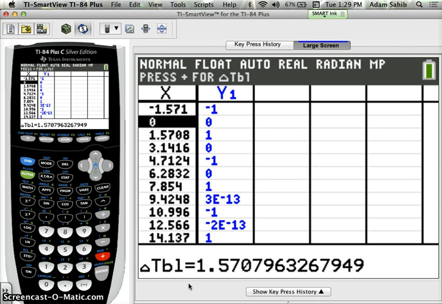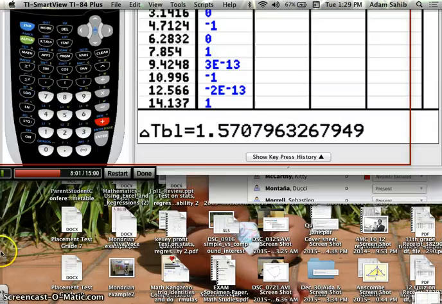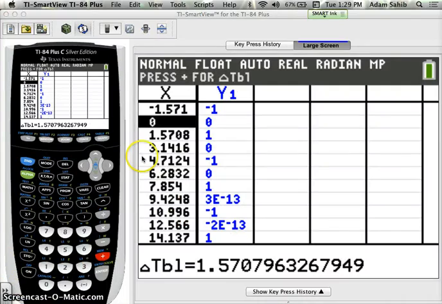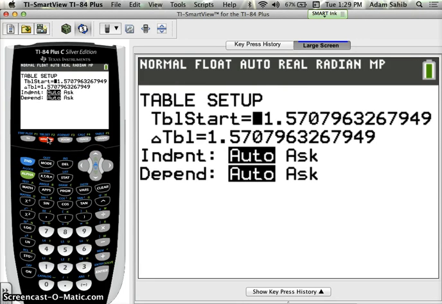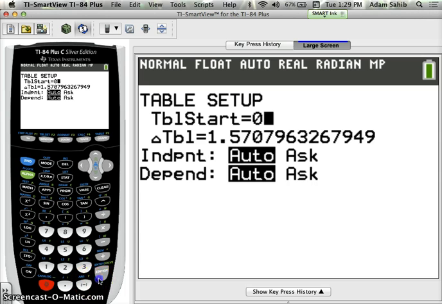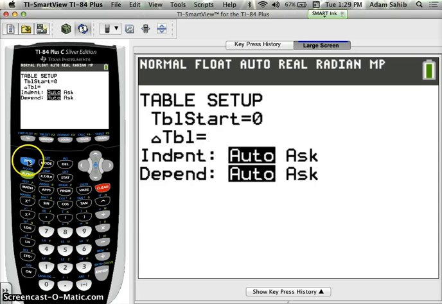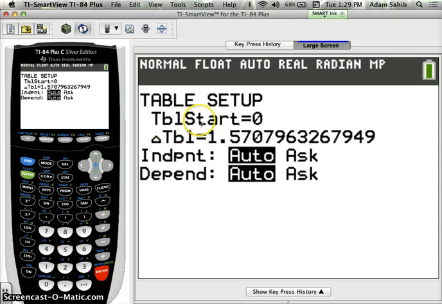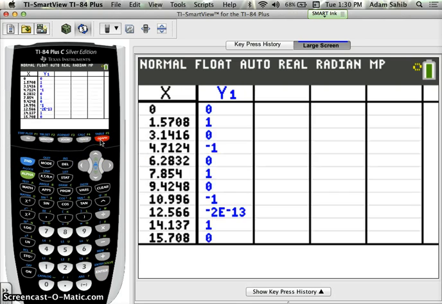What you need to realize is that you go to second, table set. Where your table starts is critically important. So let's start it at 0 to keep it all consistent. And then here you can just put pi over 2 again. That means once again your table is going to start at 0 and then go up by pi over 2. So now if you go to your table values, it should look like this. Oh yeah, it does.